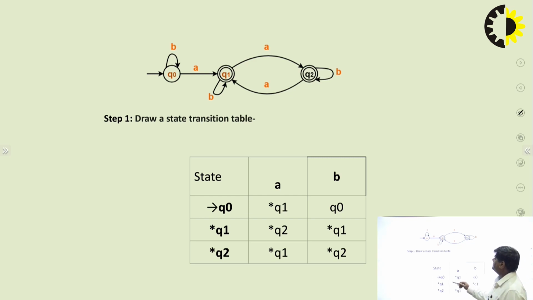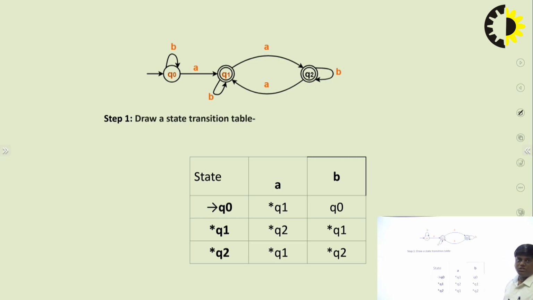Q0. We draw the transition table of this given DFA. Here is Q1, Q2 and Q3. So these two states are the final states and the other two states are the non-final states.